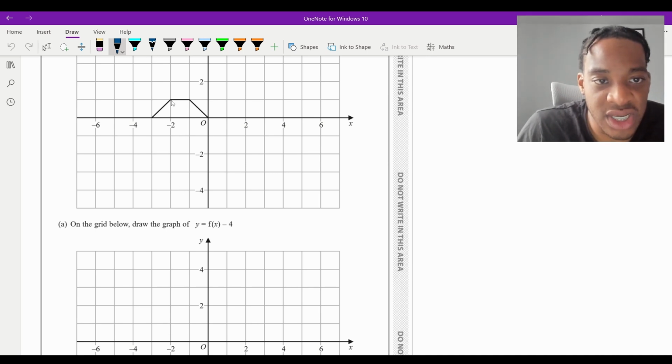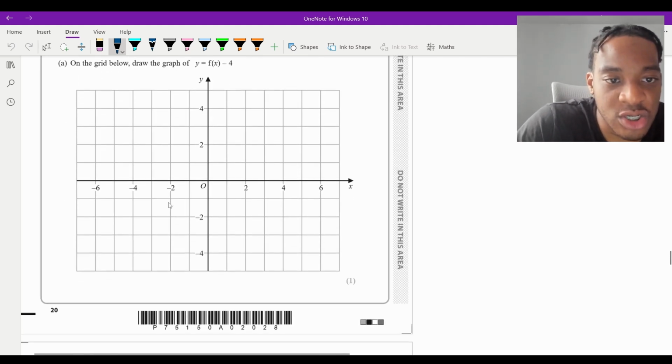This is where the graph originally is here. It's just going to be shifted 4 units down. So 1, 2, 3, 4. So it'll be here, and obviously this will be here as well. And then you're just going to draw the shape just 4 units down. So essentially, it's just going to look like this.